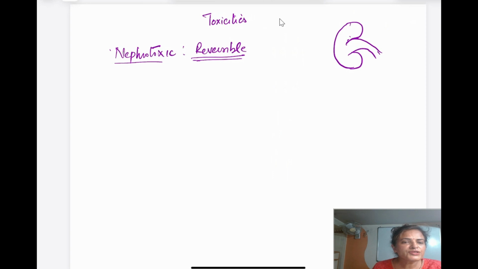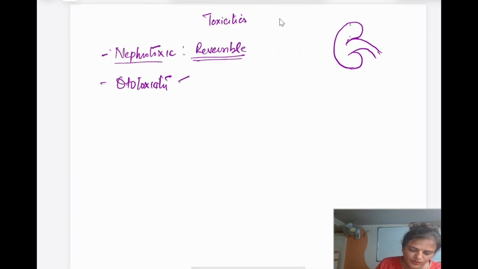If any patient has renal insufficiency and you put the patient on aminoglycoside, the first thing is it is nephrotoxic. Second, it will not be cleared from the body, so high concentration will be there, and that is going to enhance ototoxicity. So one is nephrotoxicity and another is ototoxicity. Ototoxicity can cause cochlear toxicity and vestibular toxicity.